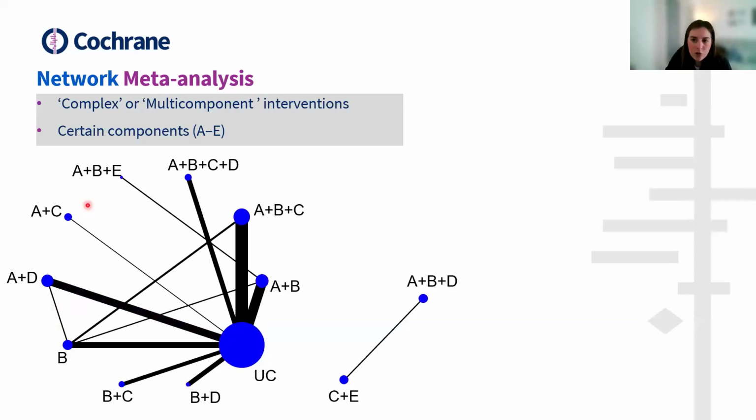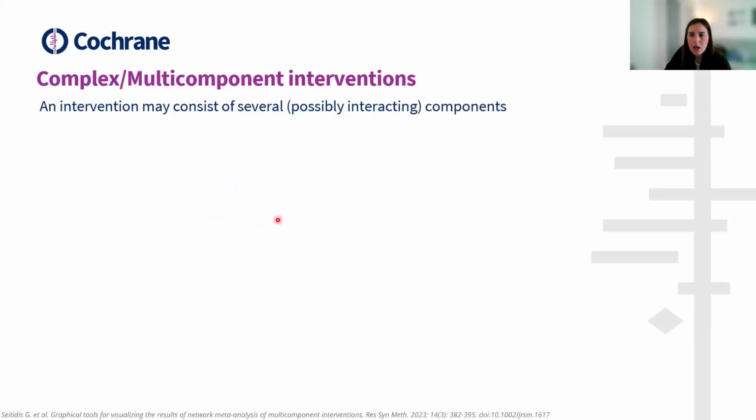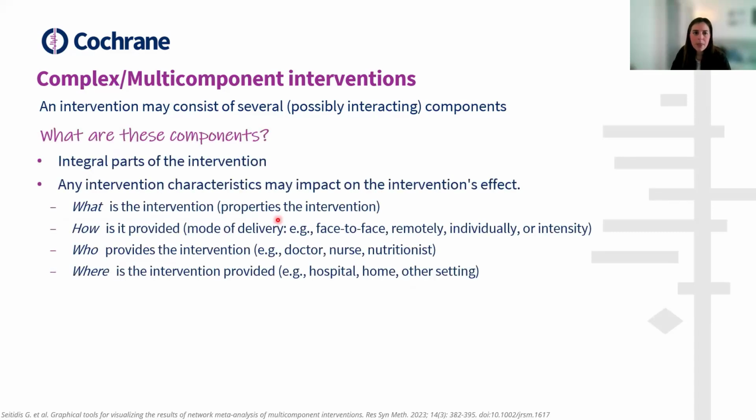So now, if you look closer at this network, you will notice that all interventions are combinations of 5 different components, which are namely A to E. So such interventions are called multi-component or complex interventions. And let's talk a little bit more about this. So in general, we call an intervention complex when it consists of several components which may be interacting. So what are all these components? These components are considered to be parts of the intervention. So they may be intervention characteristics that impact on the intervention's effect.